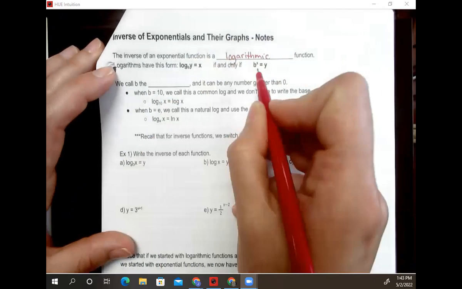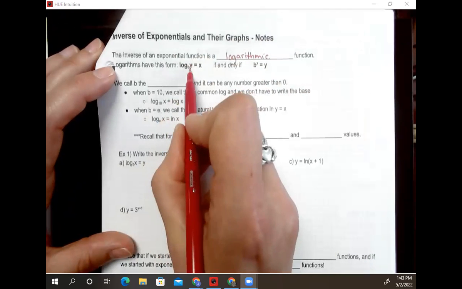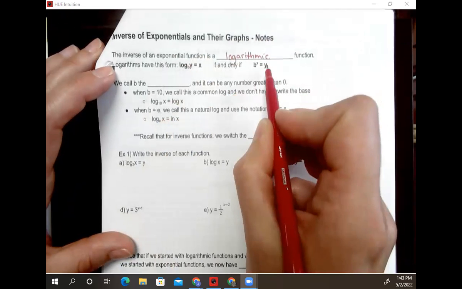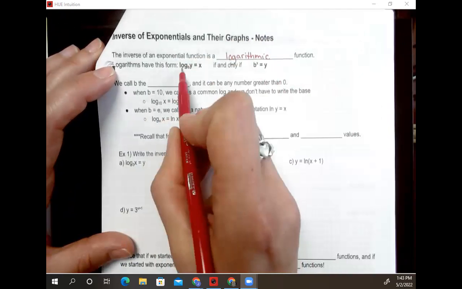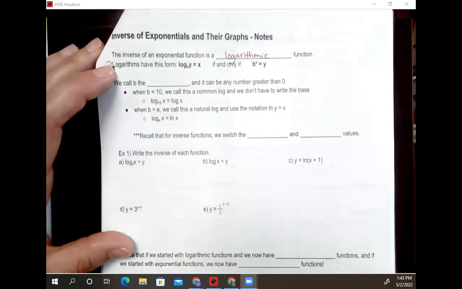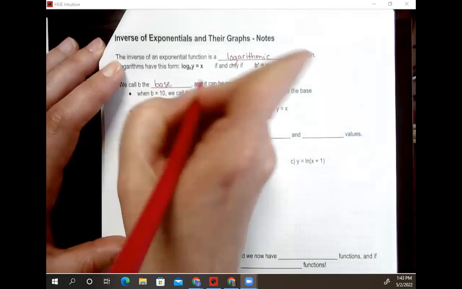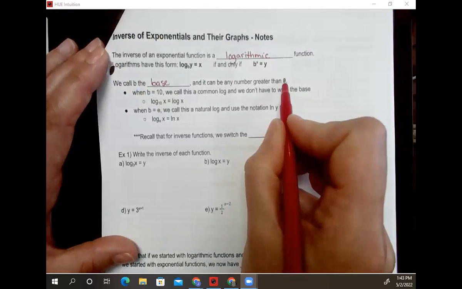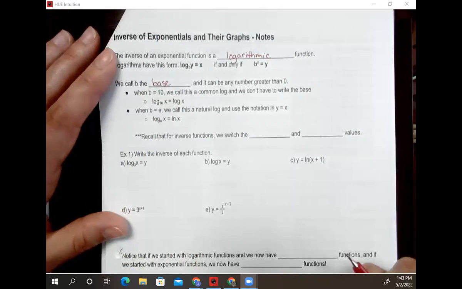So the base for my log becomes the base for my exponent. Whatever is the argument of my log, that's what this guy's called right here, is what my exponent is equal to. And then whatever my log is equal to is actually the exponent for my exponential equation. We call, again, b the base. And our base can be any number greater than 0, so we're not dealing with negative bases for logs.